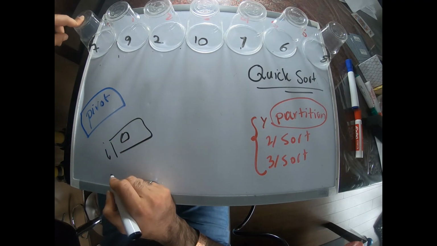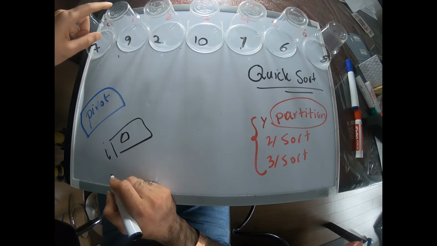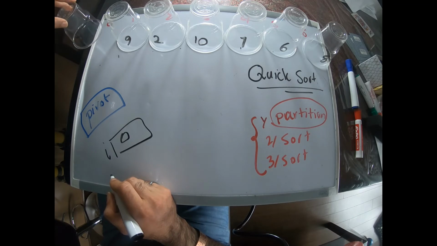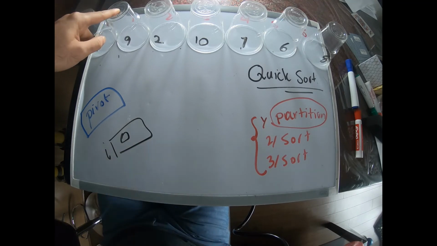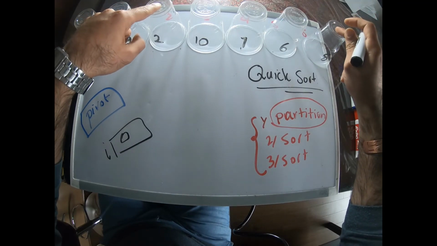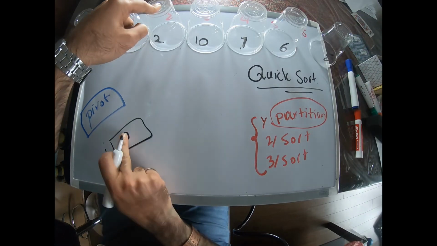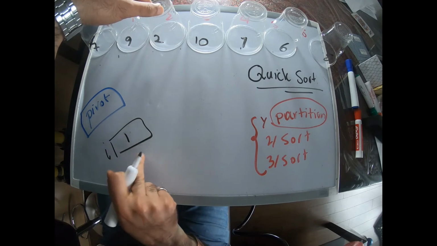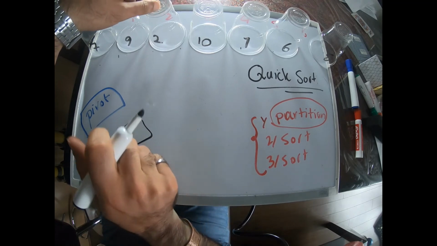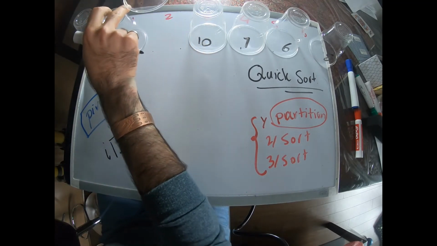Right? And there is no swapping needed for this case because this is the first number. But let's see. Now we get to this point. Is this smaller than that? No. Is this smaller than that? Yes, it is. So I'm going to increment this one. So I keep count of how many numbers are smaller than the pivot. And I also swap these two.